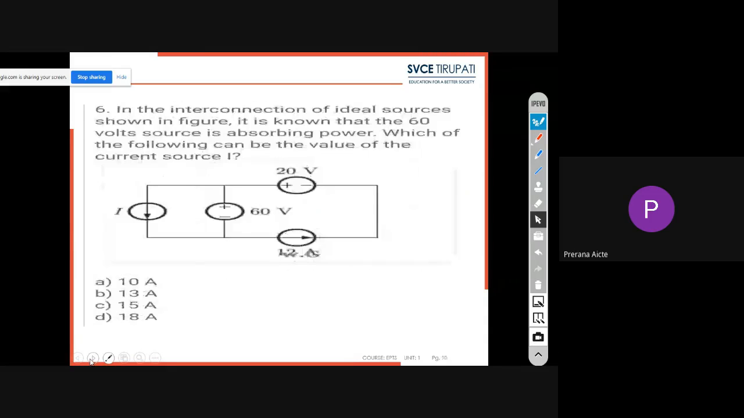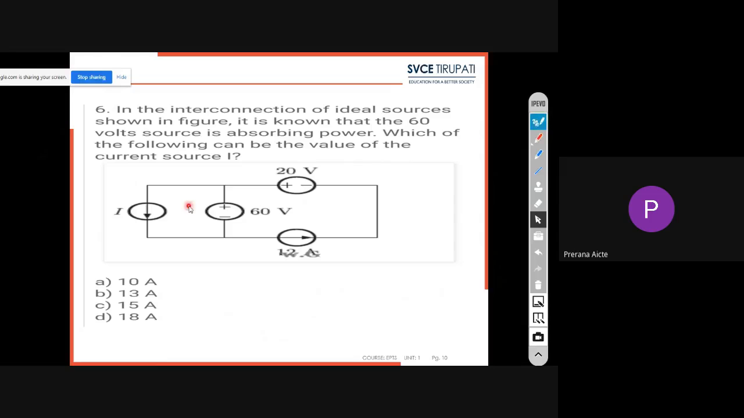Okay, this is another type of problem. So what is this question? In the interconnection of ideal sources shown in figure, what do ideal sources mean? Anyone? Ideal sources don't have any internal resistance. Resistance is zero. As shown in figure, the 60 volt source absorbs power. Which of the following can be the value of the current source I?